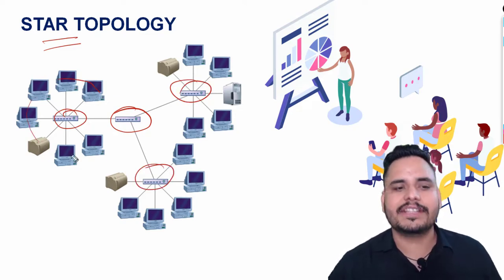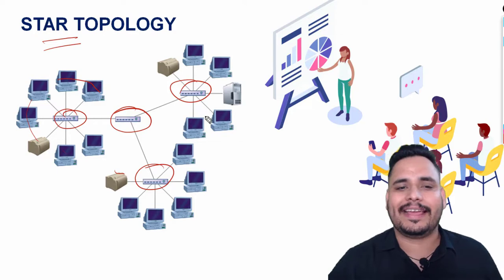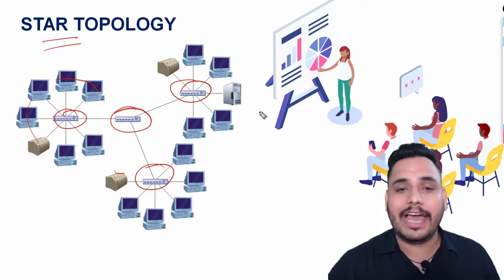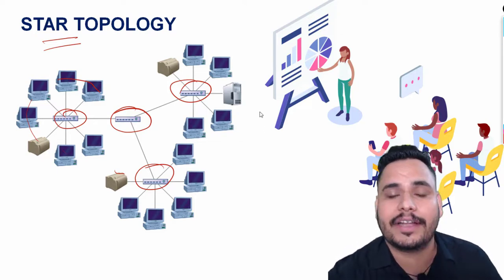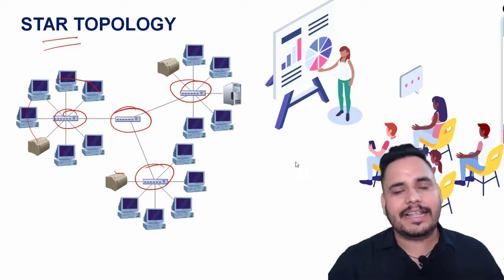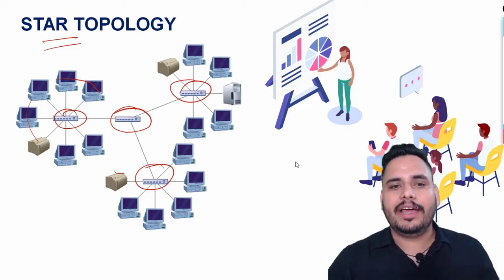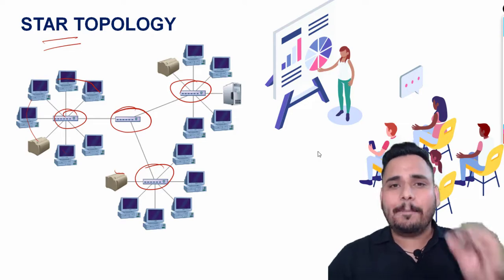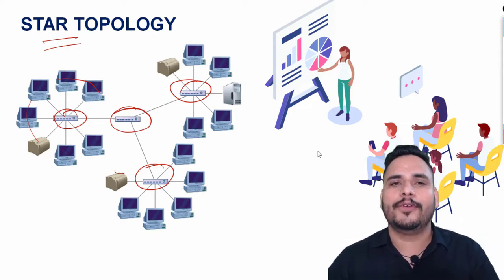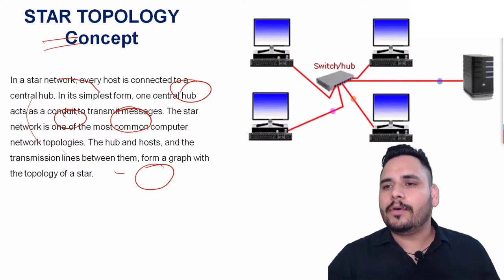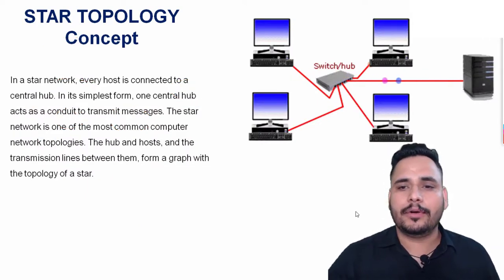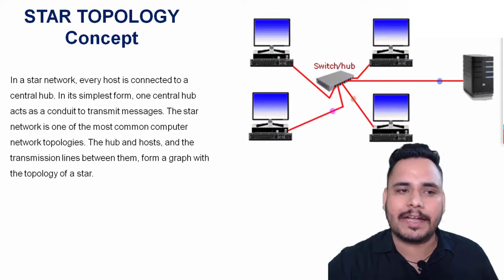So in star topology, you can see there is a centralized network device used, and all the PCs, workstations, servers, printers are connected with each other with the help of this centralized network device. So in today's lecture, we are going to learn about this centralized network device as well as the packet flow of your PCs. So first of all, we need to learn about the concept of star topology.